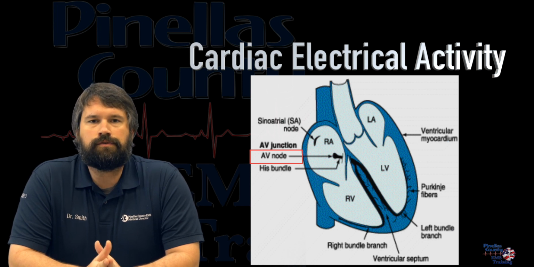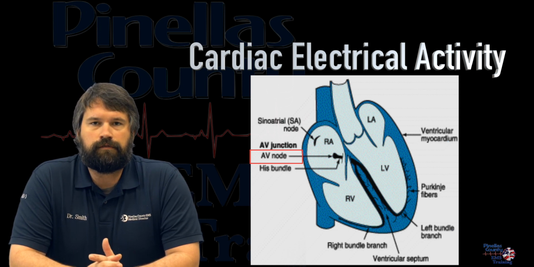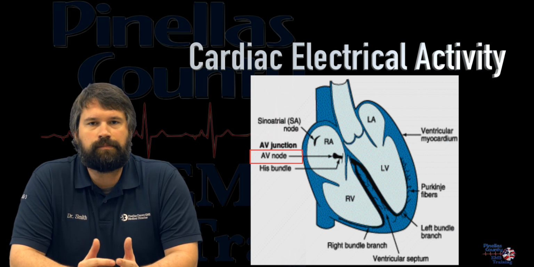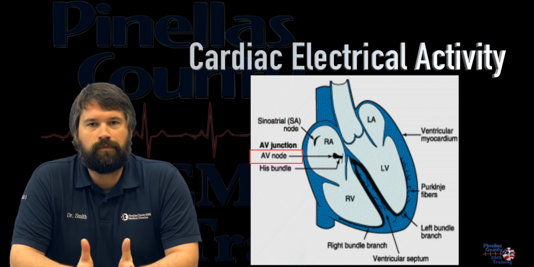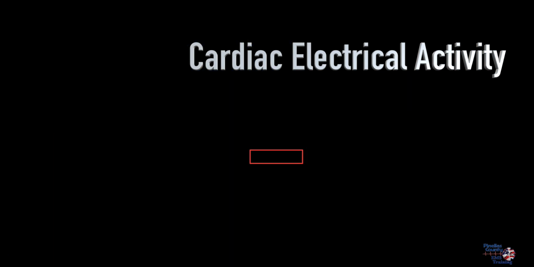Now, the AV node is used to slow the conduction from the atria to the ventricles. This allows time for the atria to contract and completely empty, and for the ventricles to fill up. The key point is you want this delay here to slow down the heart rate, otherwise you'll be running at 200 to 300 beats per minute.